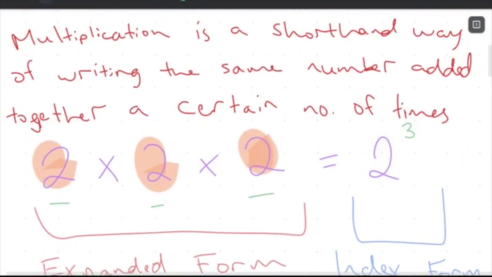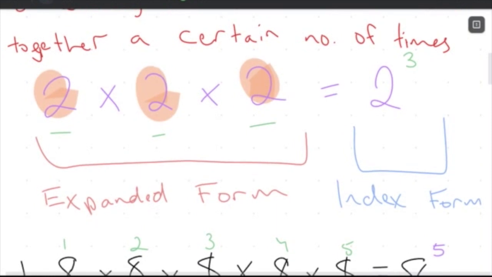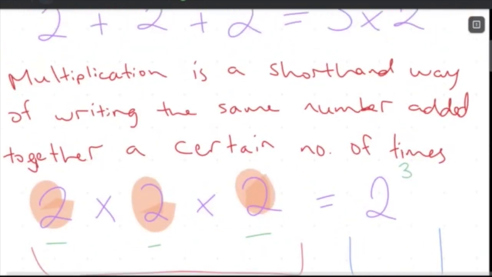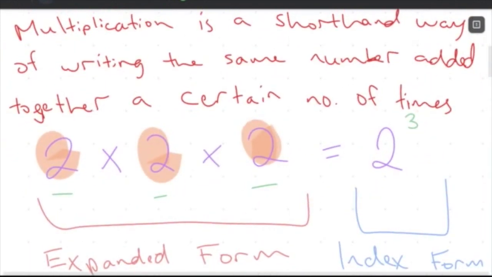In the same way, multiplication is a shorthand way of writing the same number added together a certain amount of times. Indices and index form is a shorthand way of writing the same number multiplied together a certain number of times.